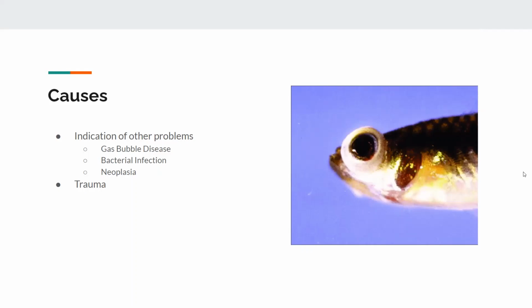An example of this would be gas bubble disease, which is the presence of air bubbles throughout the bloodstream. And it is also a sign of a bacterial infection, and neoplasia, which is the abnormal growth of cells or tissues. And this also can appear just due to overall head trauma or eye trauma.